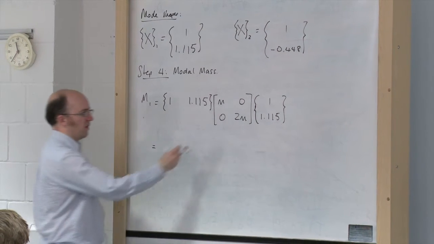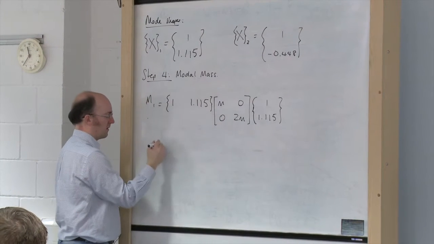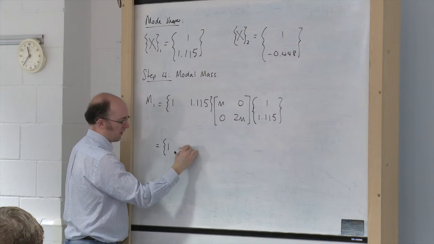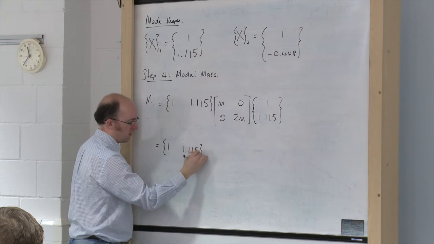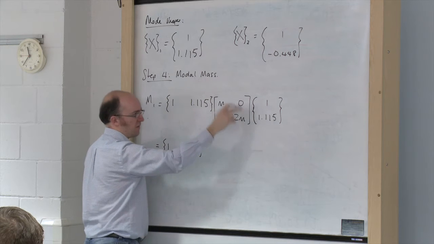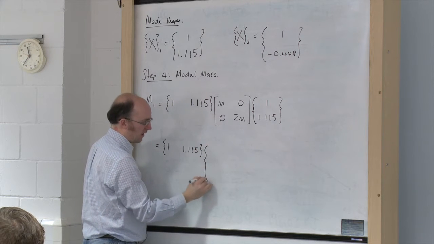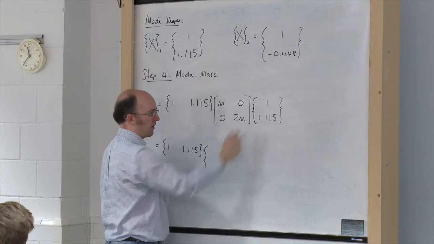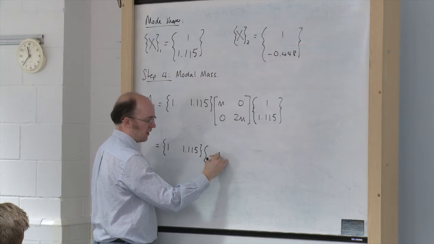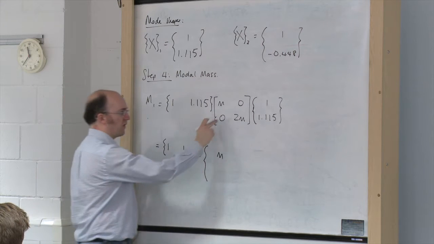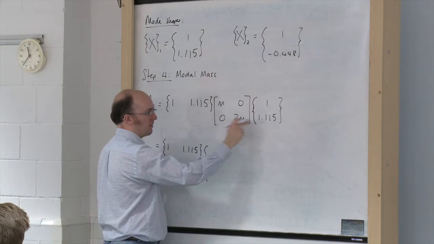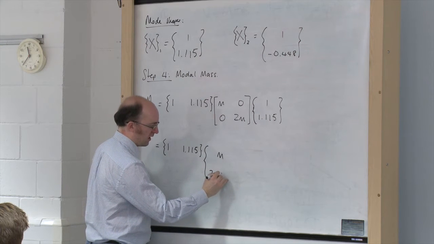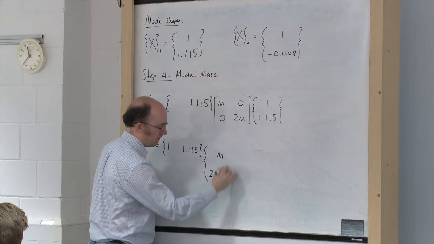Now I find this easier to solve by doing this bit first and then doing this bit, so I'm going to rewrite out this bit, 1.115. And this is going to give me another vector, so I'm going to write that as a vector. We've got m times by 1 plus 0 times by 1.115, so that's obviously going to be m. And here we've got 0 times by 1 plus 2m times by 1.115, so that's going to be 2.23 m.